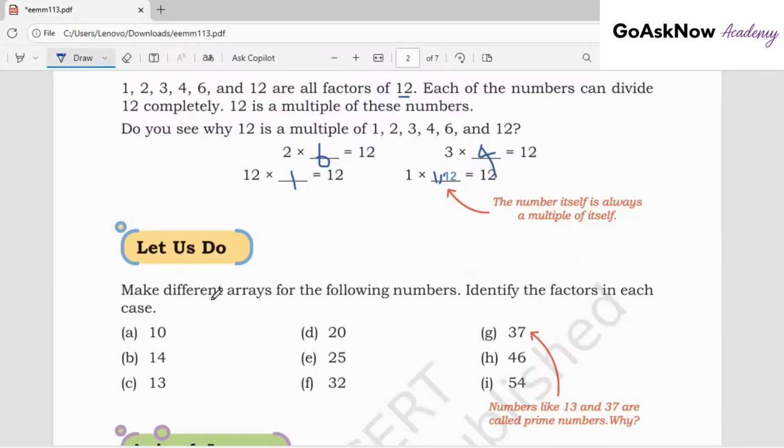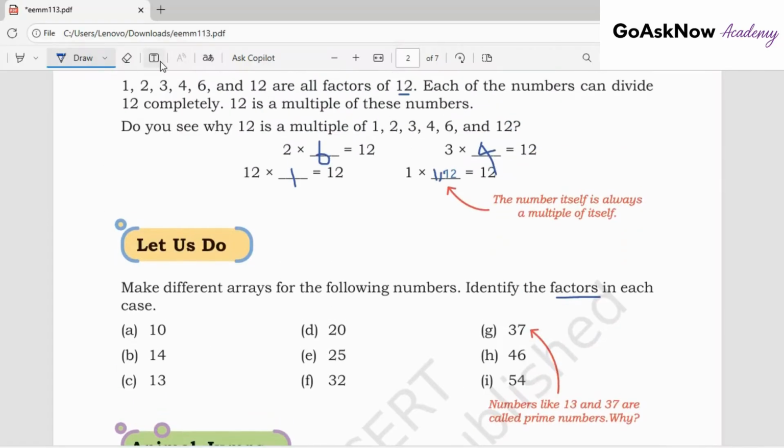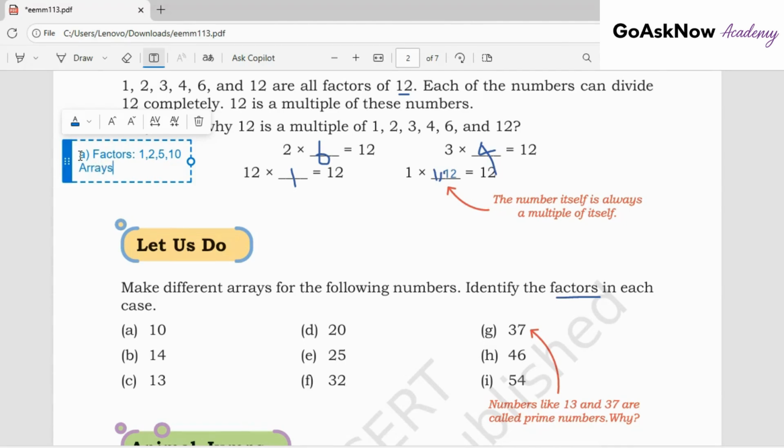Let us do. Make different arrays for the following numbers. Identify the factors in each case. For the first one, A, the factors are 1, 2, 5, 10. Arrays, which are 1 by 10.